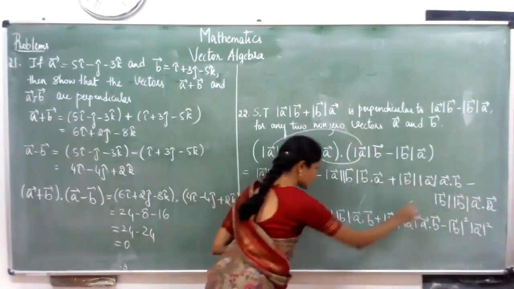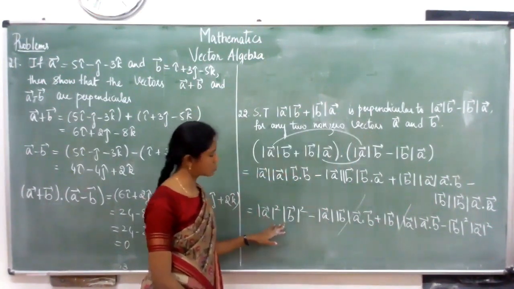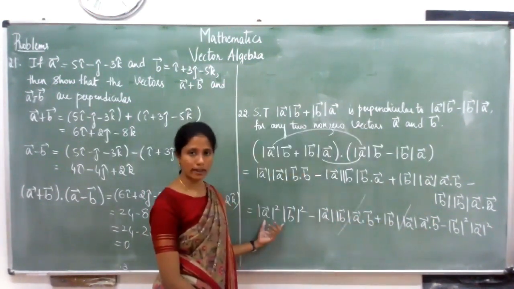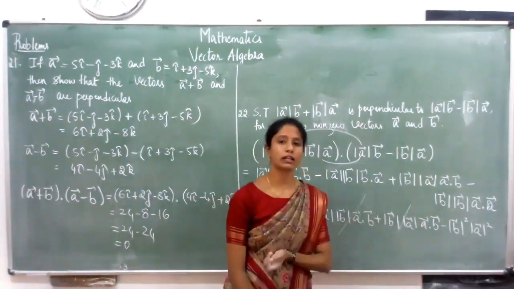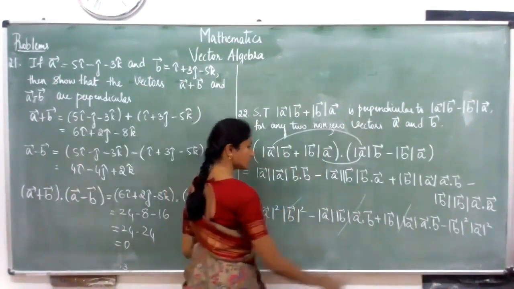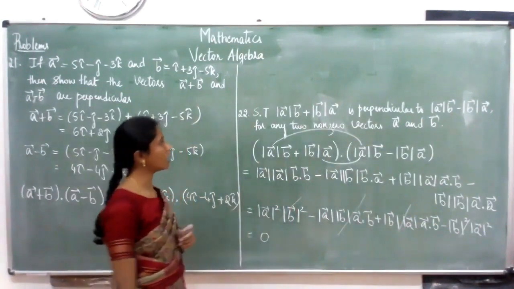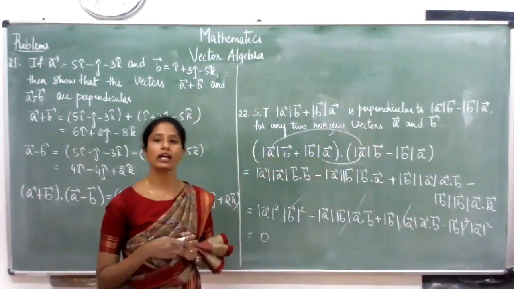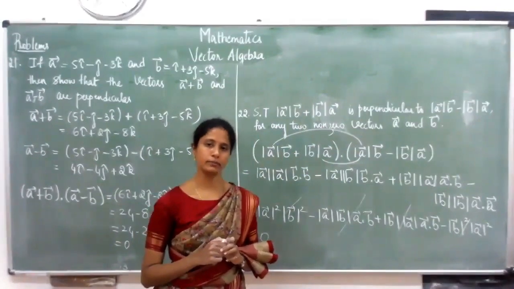So if you see, this gets cancelled. And here also, you have magnitude of vector A whole square, magnitude of vector B square, then here it is plus magnitude of vector A square, magnitude of vector B square, then you have minus magnitude of vector B square into magnitude of vector A square. When this gets cancelled, we get 0. So I can say that the dot product between this vector and that one is 0. Hence I can conclude that these two vectors are perpendicular to each other.